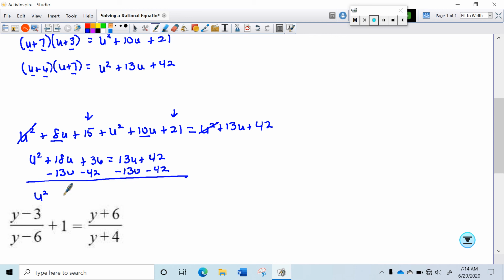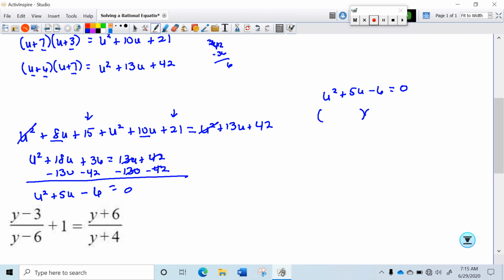So that gives me u squared. 18 take away 13 is 5u. 36 take away 42 is a negative 6. Sorry about that. Equals opposites cancel 0. So I've got u squared plus 5u minus 6 equals 0.